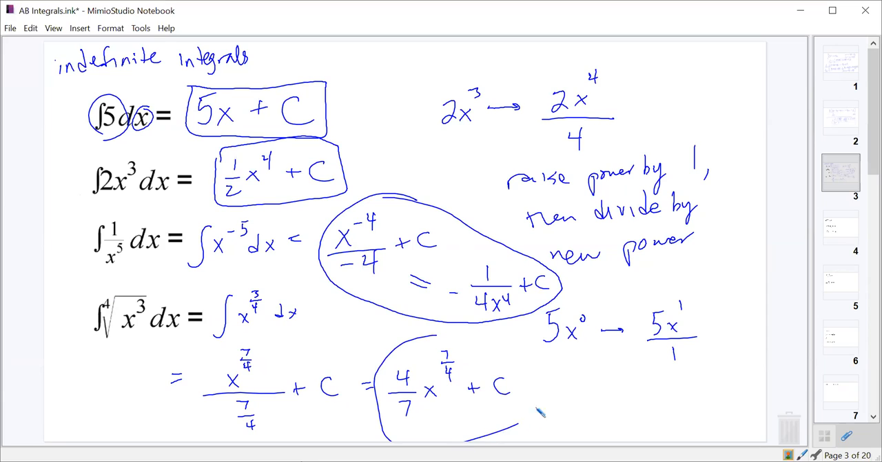And if we were to try to differentiate that to see if it came out to be this, we'd do 7/4 times the 4/7, that'd be 1. X to the 7/4 minus 1 is 3/4, and we'd be good. Everyone feel all right with those four that we just did? Yeah. All right, let's do a few more.